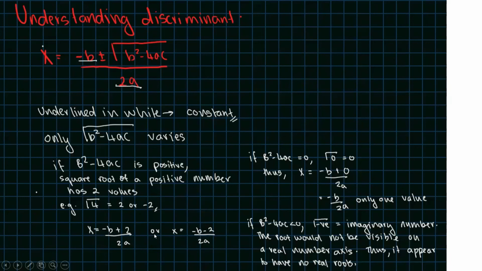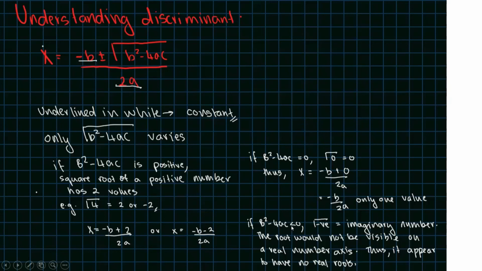That's how the discriminant works. However, if b squared minus 4ac equals 0, this entire term equals 0. So you have negative b plus or minus 0. Negative b plus 0 is the same as negative b minus 0, so it has only one value.